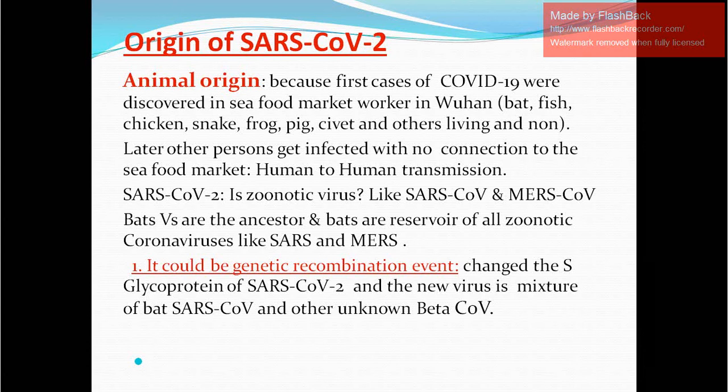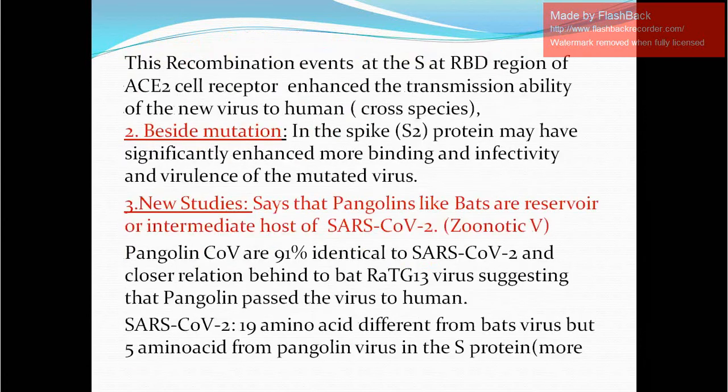Why? We say it could be what happened in SARS-CoV-2. It could be a genetic recombination event that changed the S glycoprotein of the SARS-CoV-2, and the new virus is a mixture of the SARS coronavirus and another unknown beta coronavirus. It could be a recombination. This recombination affected the S glycoprotein at the receptor binding domain region of the ACE2 receptor. This recombination enhances the ability of the virus to transmit to humans. So this means cross species.